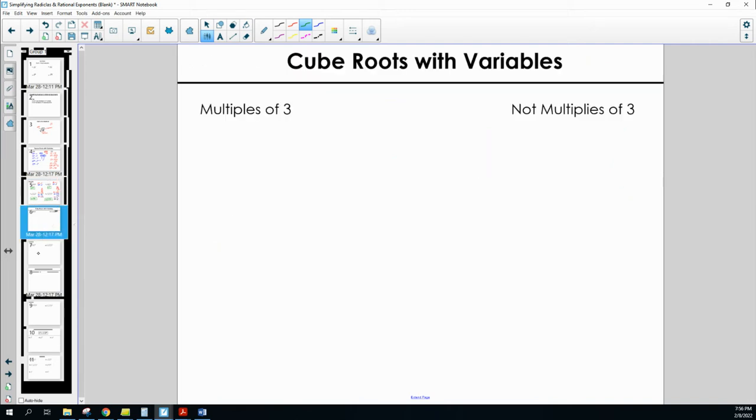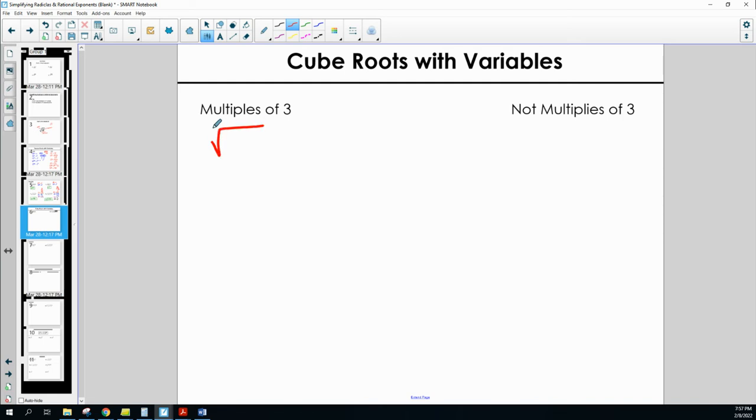Okay, so next we have other roots besides square roots. So here we have cube roots with variables. Cube root means that the index is going to be a 3. And again, we're going to break this up into 2 different types of scenarios where we have multiples of 3 and then not multiples of 3. So let's look at some examples of this.